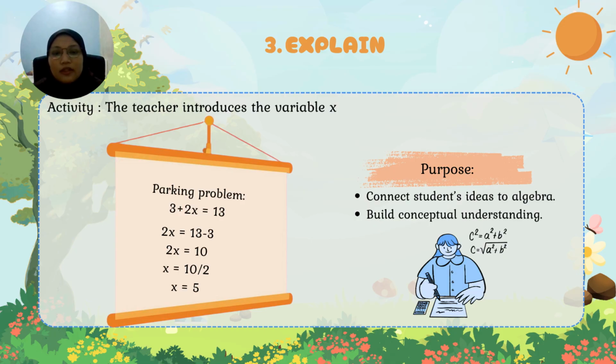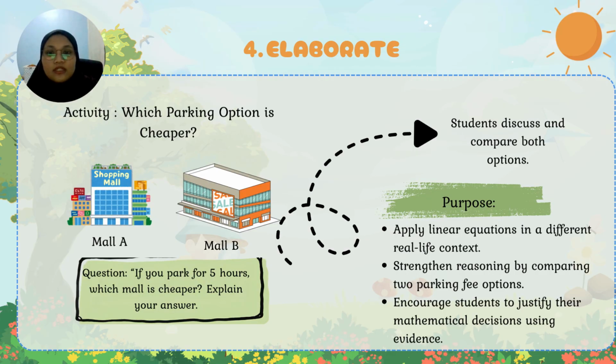So, the purpose of the explain phase is to connect students' ideas to algebra and build conceptual understanding behind that. After I have finished explaining in front of the class, I will move into the elaborate phase, where the activity is which parking option is cheaper. So I will give them two different situations, mall A and mall B. The question is, if they park for 5 hours, which mall is cheaper? So they need to explain their own answer.